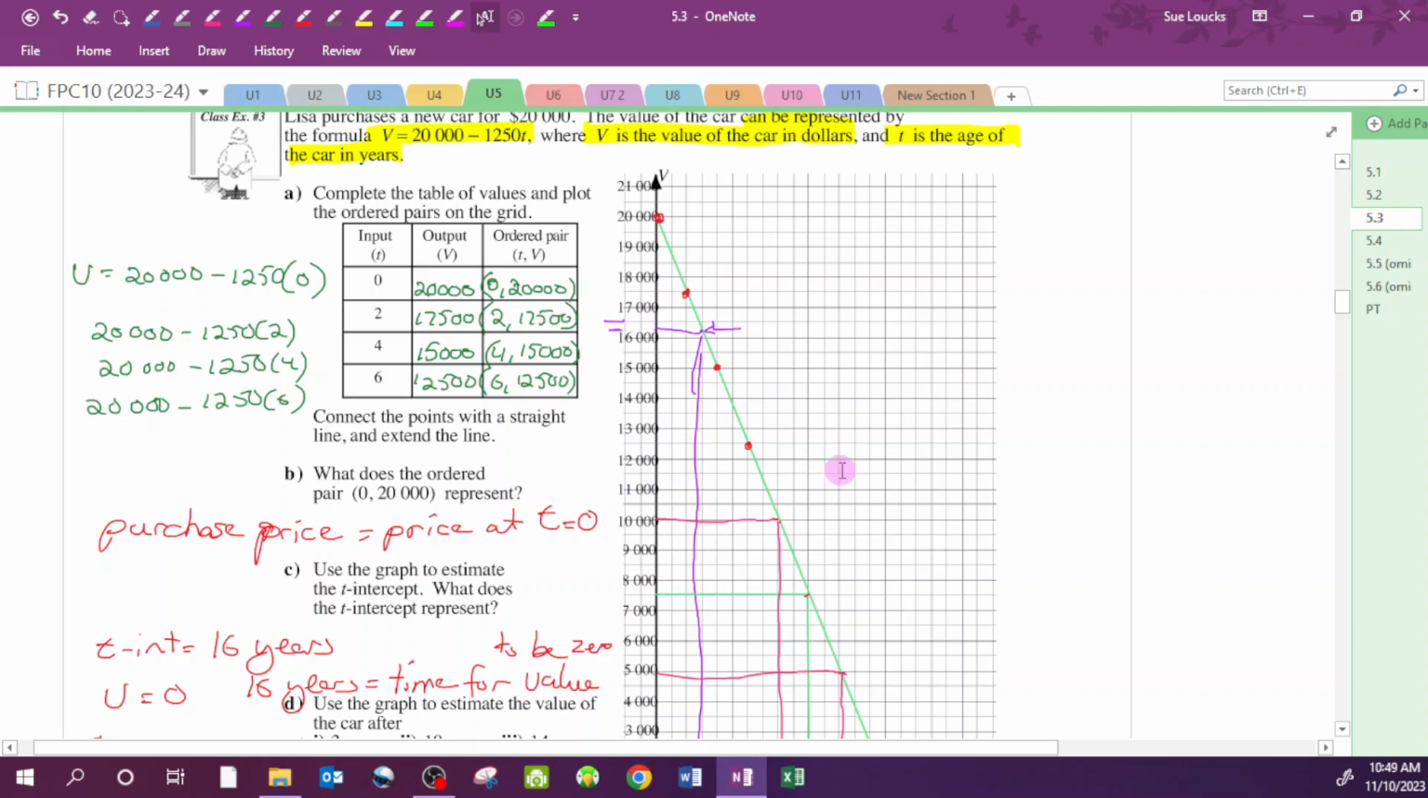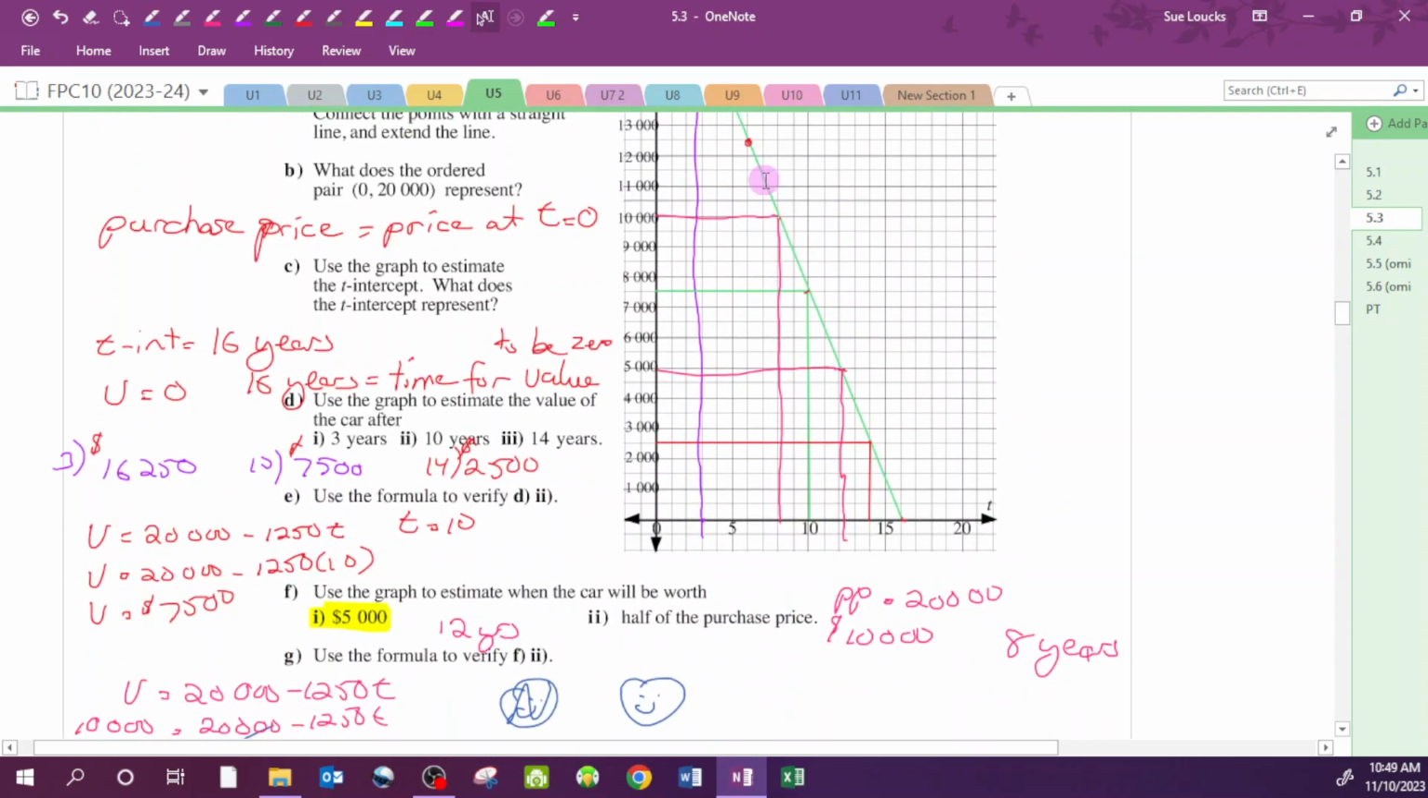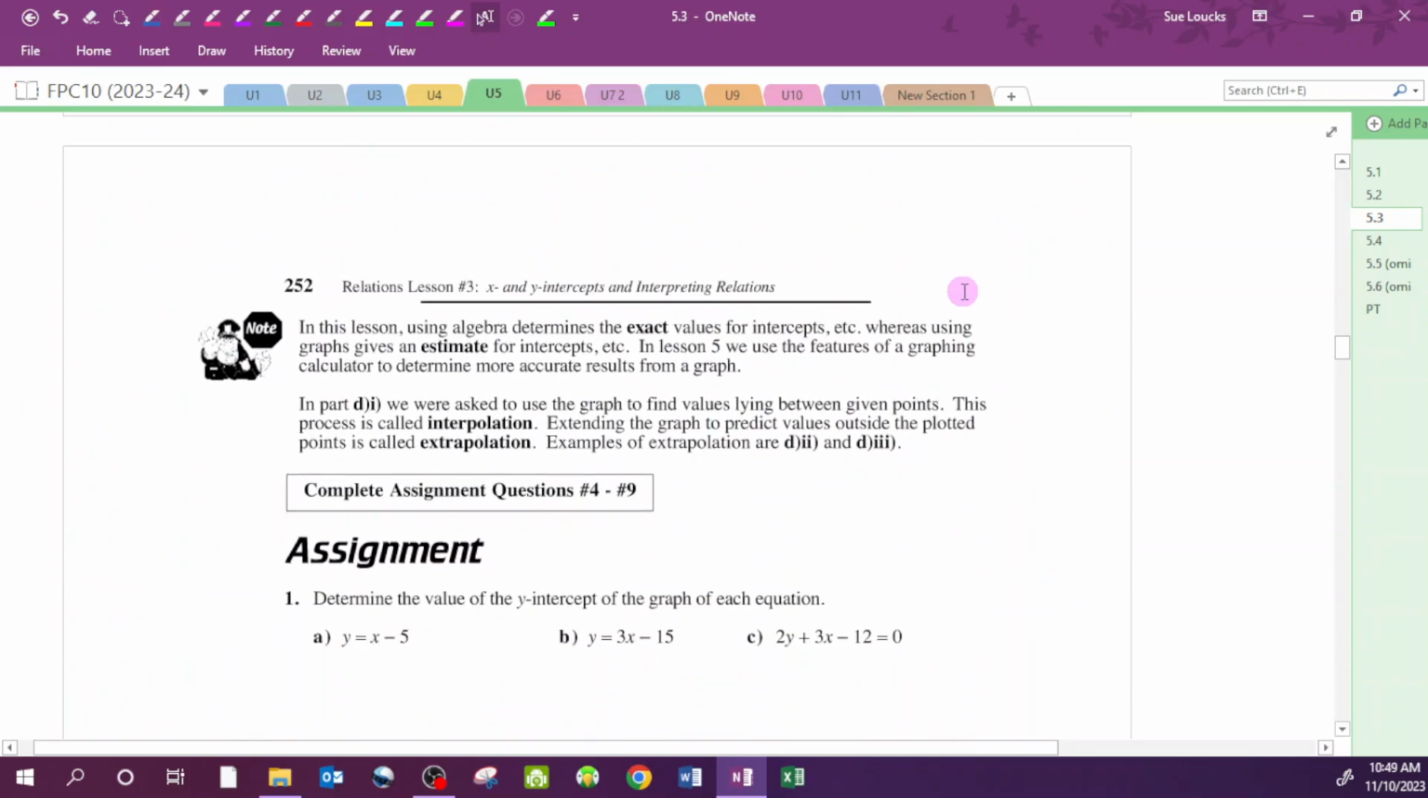Don't like their example here. Anyway, these ones were extrapolated. They were beyond the data we actually graphed. So extra, external, exterior, exit, outside of what we were given. So that's what extrapolation is.